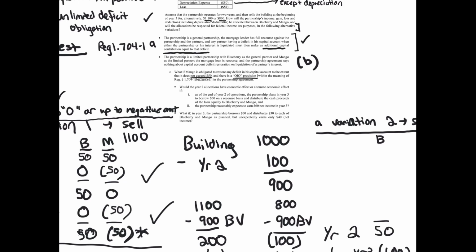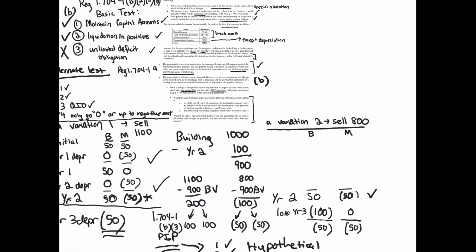The last part of the question, then we're done. Would the year 2 allocations have economic effect or alternate economic effect if, as of the end of year 2 operations, the partnership plans in year 3 to borrow $60 on a recourse basis and distribute the proceeds of the loan equally to Blueberry and Mango, and the partnership reasonably expects to earn $60 of net income? And then what if in year 3 the partnership borrows $60 and distributes $30 to each as planned, but unexpectedly earns only $40 of net income?